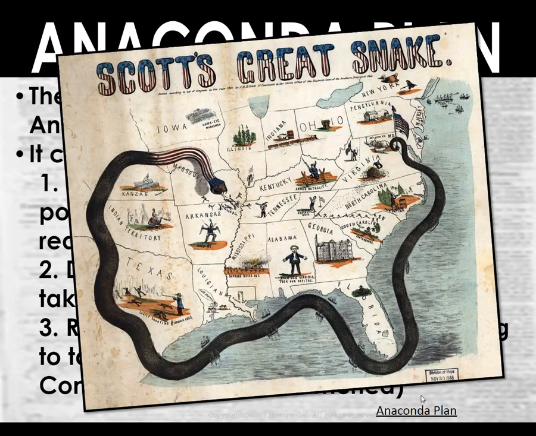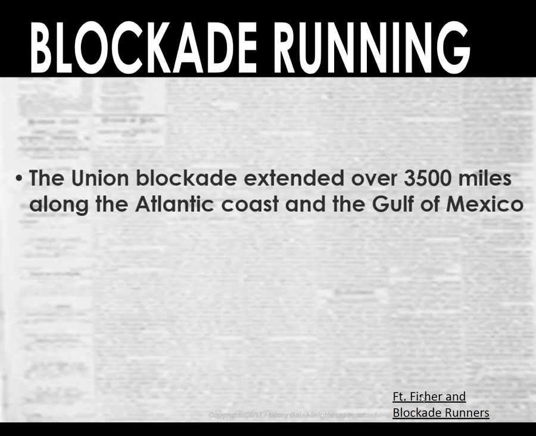And here is a political cartoon of Scott's Great Snake. Again, General Winfield Scott was the one that created this plan. And you can see that the idea of the Anaconda Plan is to basically encircle the South and cut off its breathing.